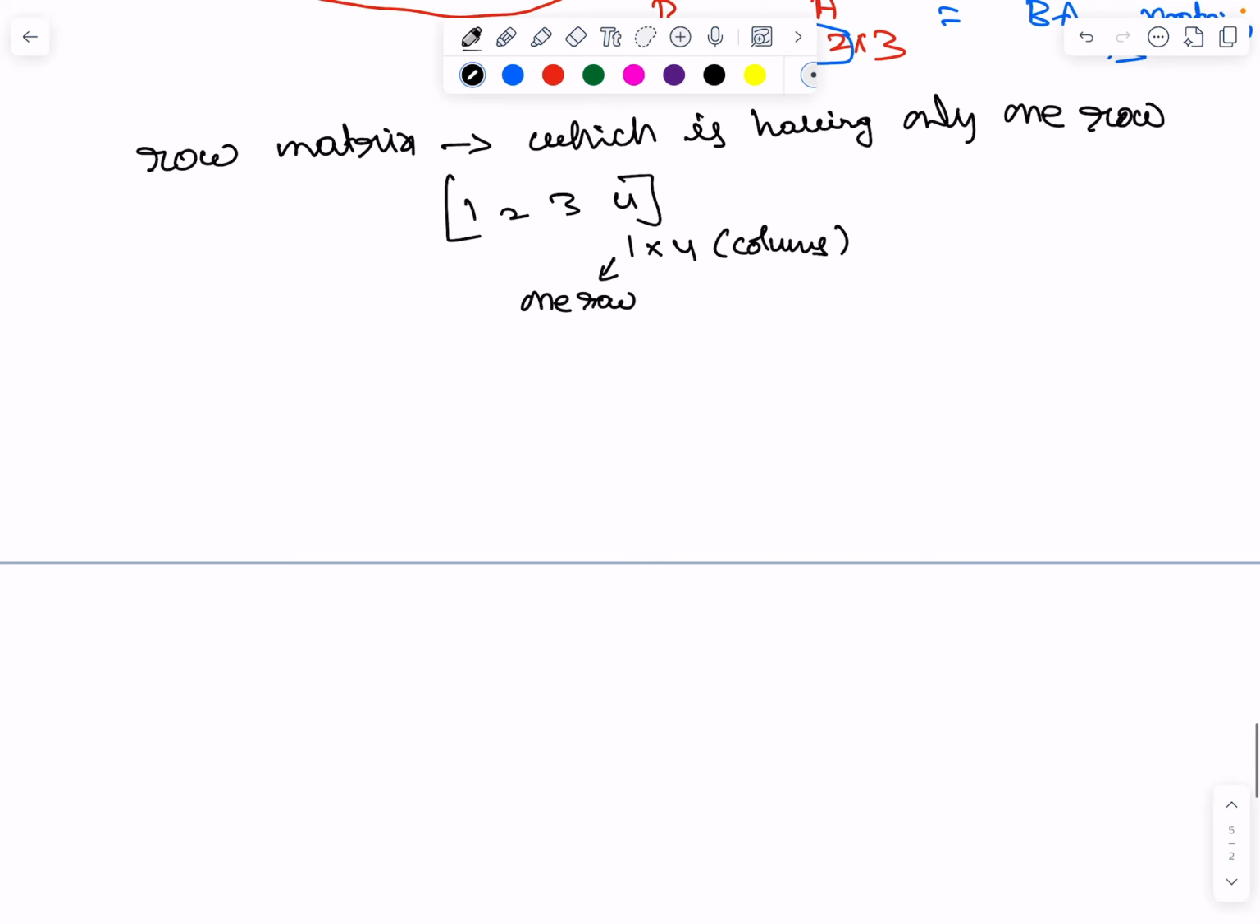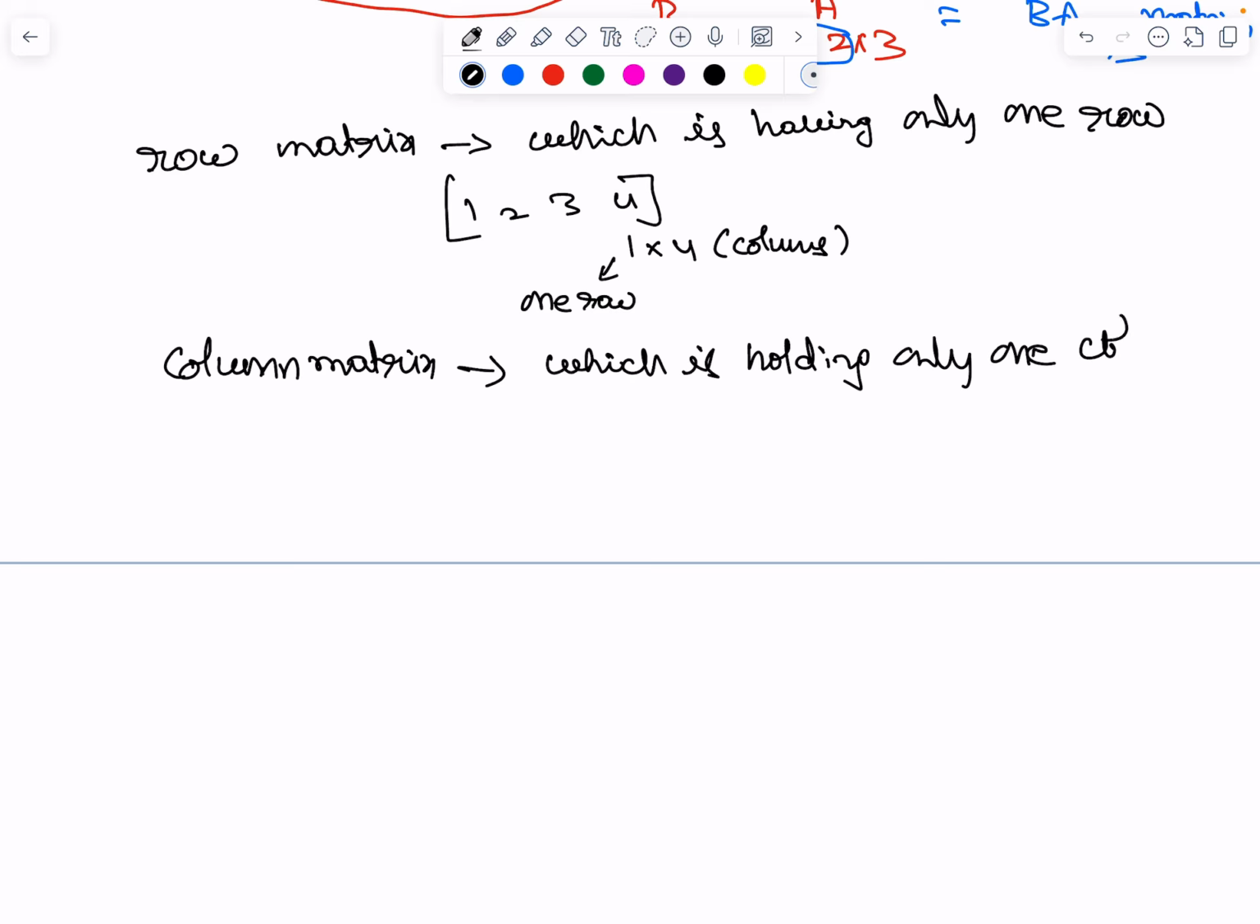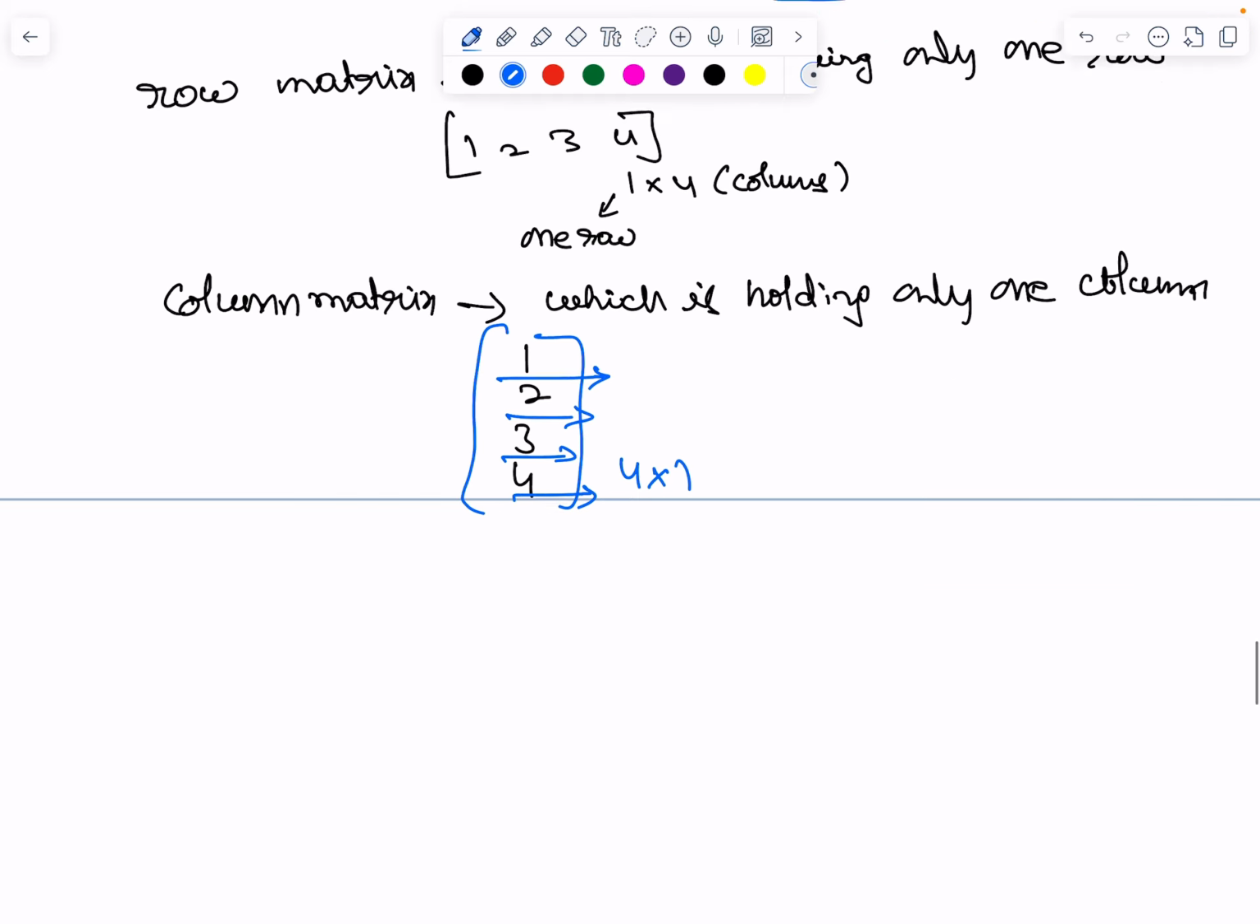Similarly, if you look at a column matrix, which is holding only 1 column. For example, 1, 2, 3, 4. You look at this. This matrix, how many rows are there? 1, 2, 3, 4 rows, 1 column. So these are the examples of row and column matrices. Row is having only 1 row, column is having only 1 column.